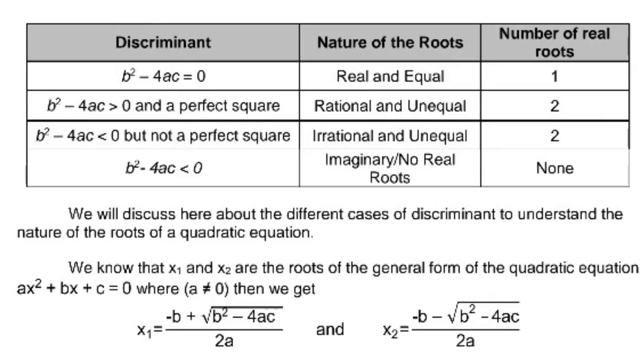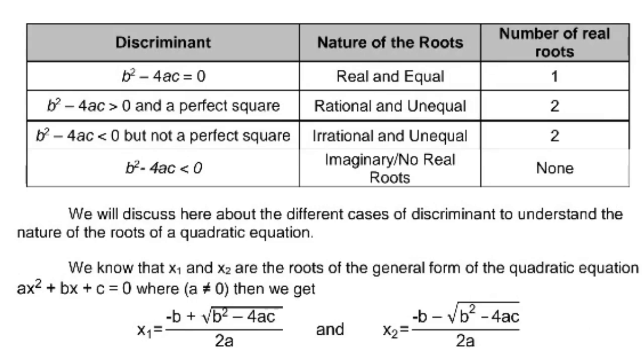Okay, so let's have the table here. Discriminant b squared minus 4ac equals 0. If the value of b squared minus 4ac is equal to 0, the nature of the roots is real and equal, and the number of real roots is 1. Second one is b squared minus 4ac greater than 0 and a perfect square. So the nature of these roots will be rational and unequal, and there are two roots.